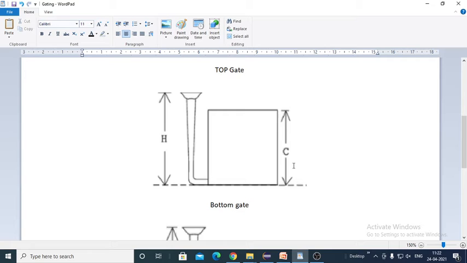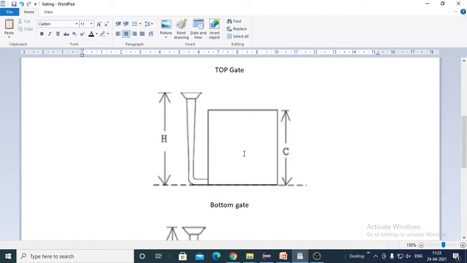So in this bottom gate the metal enters at or near the bottom of the mold cavity. This permits the metal to rise without turbulence, and this is what is expected. That means whenever the molten metal flows at the bottom, whatever turbulence is there is completely avoided by using this bottom gate.